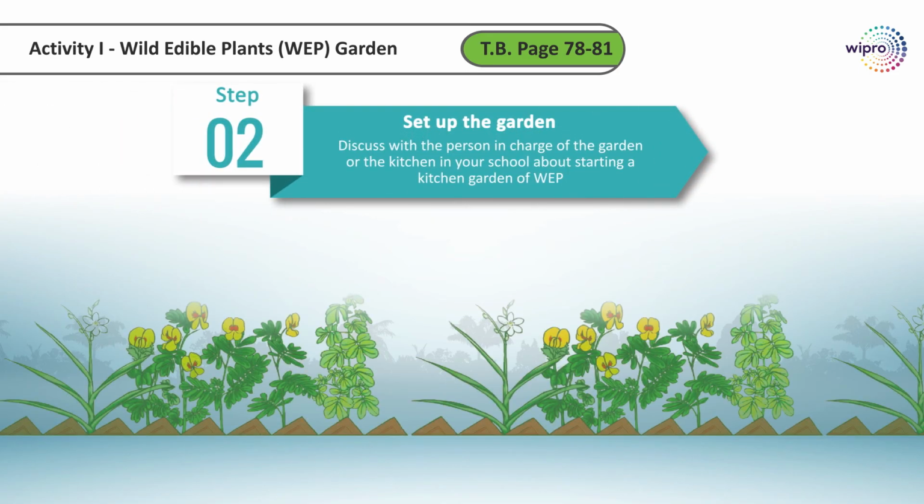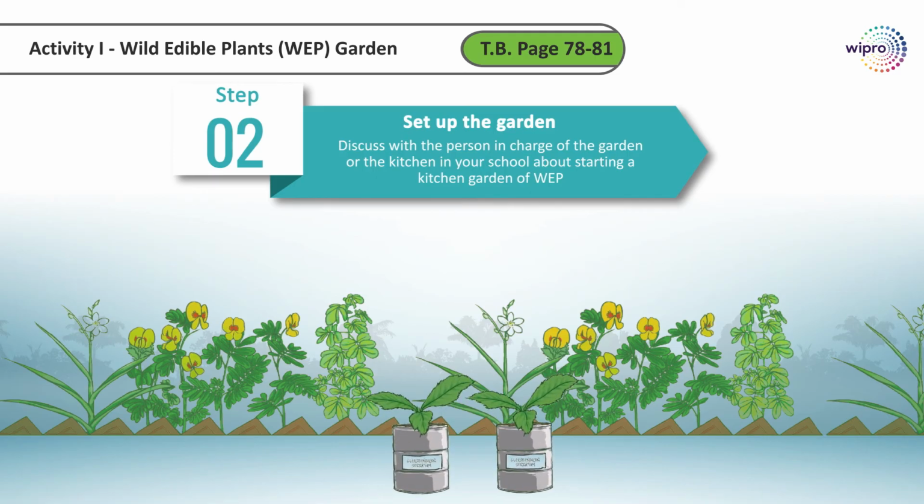The second step is to set up the garden. Discuss with the person in charge of the garden or the kitchen in your school about starting a kitchen garden of WEP. With the help of your teacher and the person in charge, shortlist a few WEP from the list you have gathered that can be grown in the school. Sow seeds or saplings of the selected WEP from their natural habitat. You may find some plants right in your backyard and start a kitchen garden with the help of your teachers and school staff. If your school does not have an outdoor space, grow the WEP in containers.